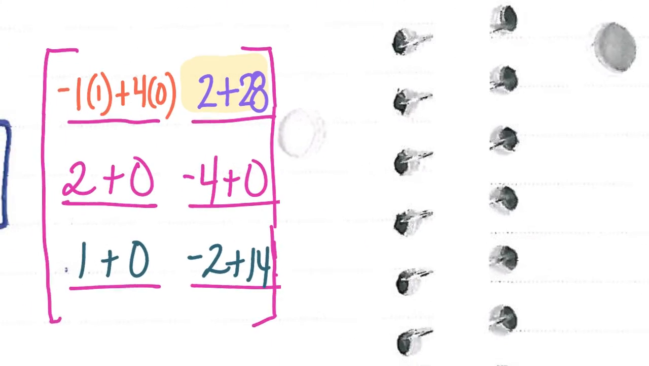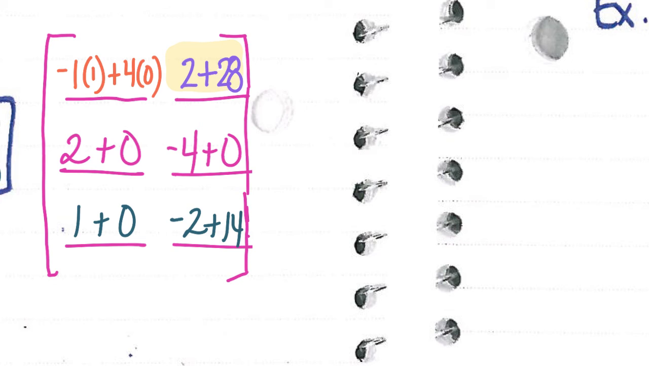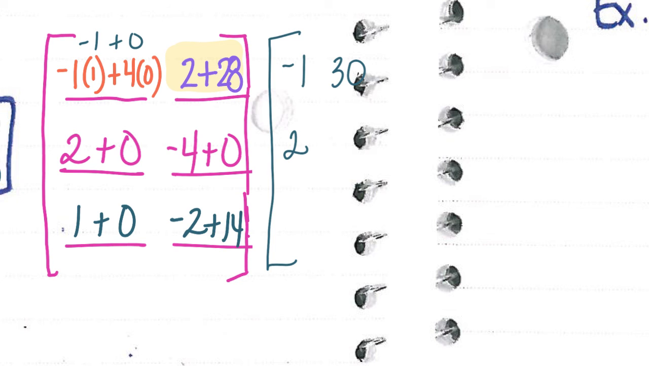So when I find the answer for this, I'm going to write it right next to it. I add everything together. So this one I didn't show as negative 1 plus 0. That's going to be a negative 1. 2 and 28 is 30. 2 and 0, I have negative 4 and 0. I have 1 and 0. And negative 2 and 14 gives me a 12. So my answer is just like this. Negative 1, 30, 2, negative 4, 1 and 12.